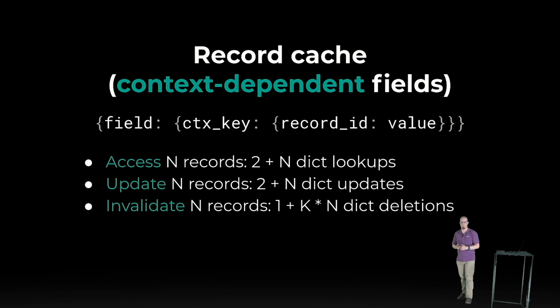In those cases, those are the so-called context-dependent fields. There is an extra key in the structure of the dictionaries. And essentially, this just adds one lookup to each operation you perform in the cache. Just one lookup, whatever the number of records. This is the structure of the record cache.